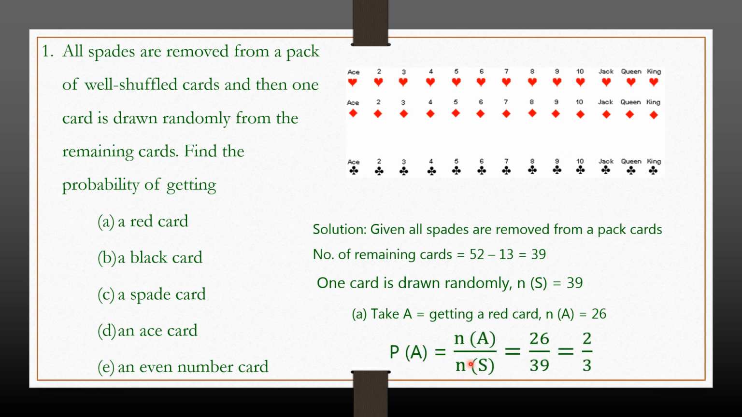Now P of A is n of A by n of S. It is 26 by 39. We'll go for cancellation with 13. 13 2s and 13 3s. Therefore, the probability of getting a red card is 2 by 3.